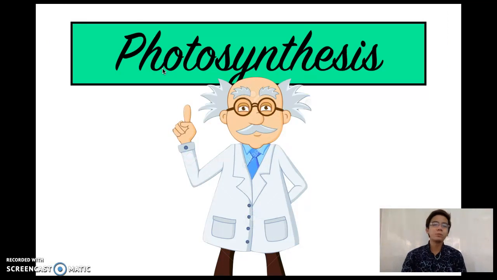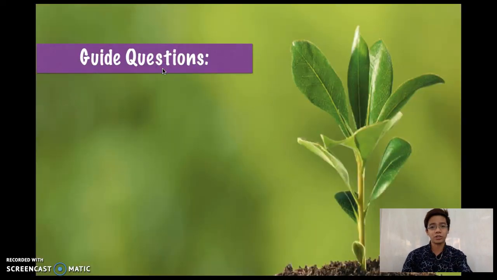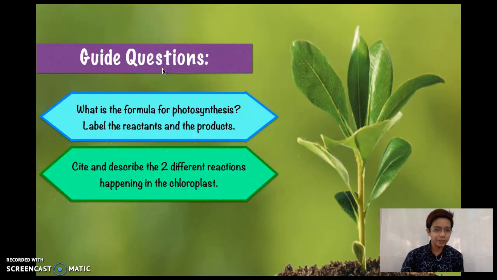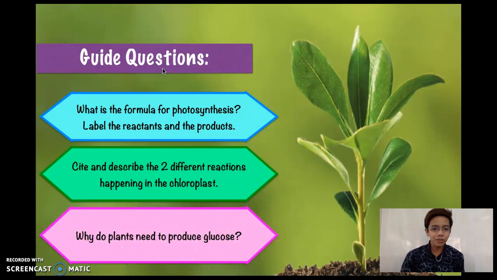But before I bring you to the plateau where we could learn much about photosynthesis, I would like to give you these guide questions first. First one is, what is the formula for photosynthesis? Label the reactants and the products. Second is to cite and describe the two different reactions happening in the chloroplast. And the third one is to explain why plants need to produce glucose.